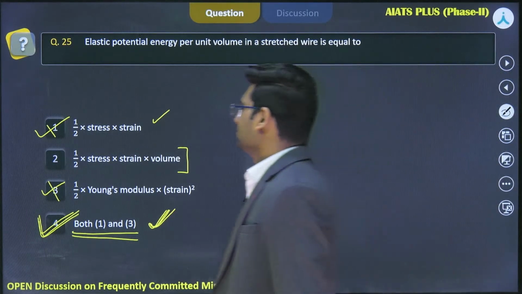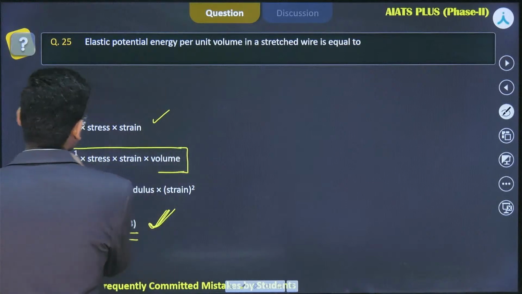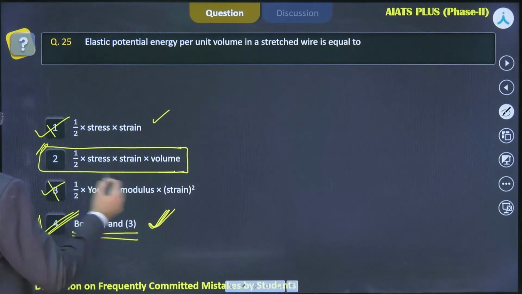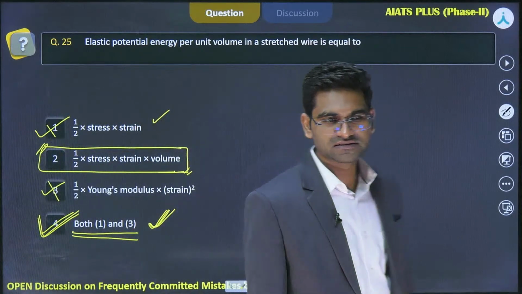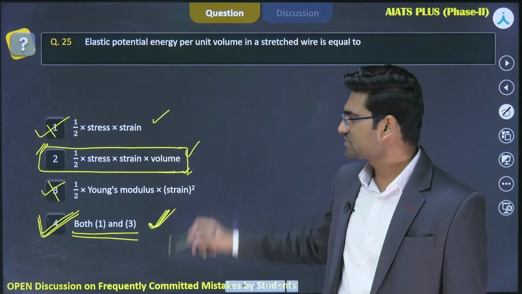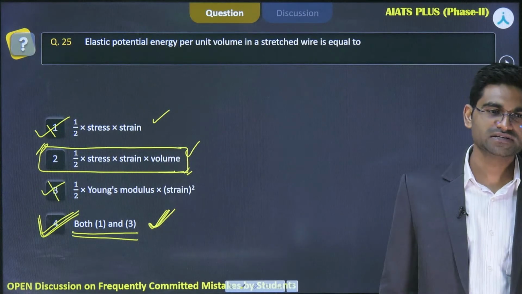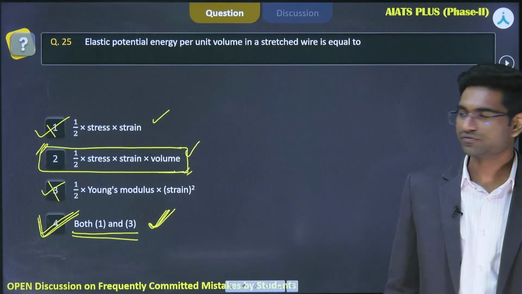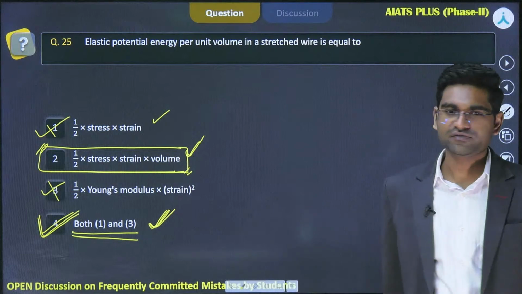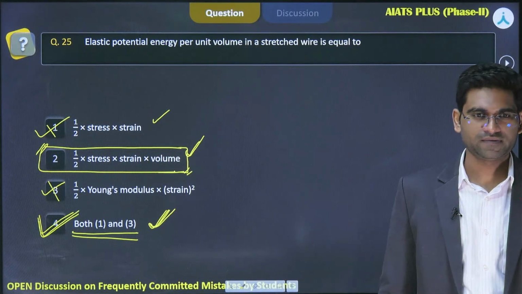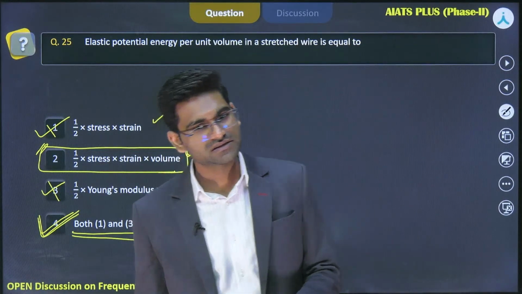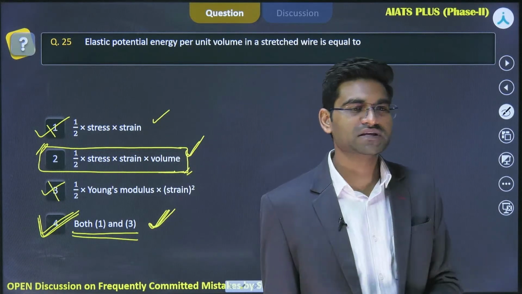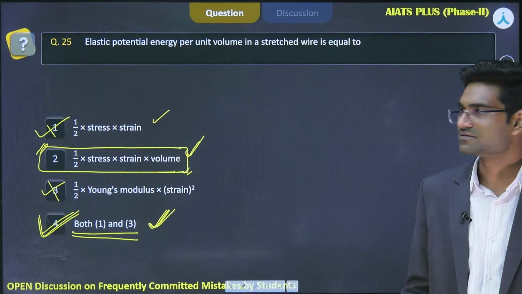Now why is this answer not correct? Actually this is also a familiar term. Can someone tell me what this is? Half stress into strain into volume. This option is here to confuse you, because this is also a correct formula of something else. This is not the formula of elastic potential energy per unit volume, but it is a correct formula for something else. What is that something else?